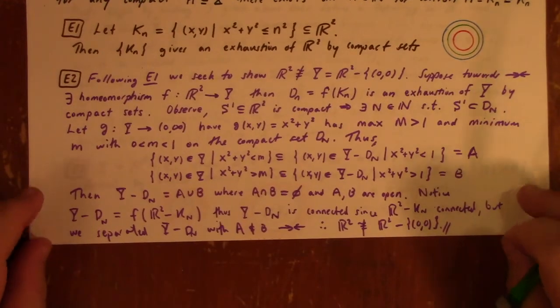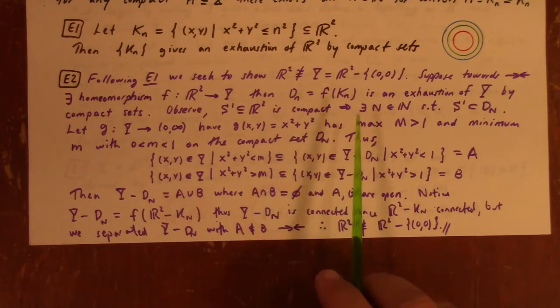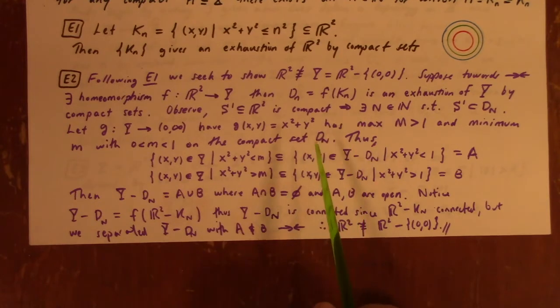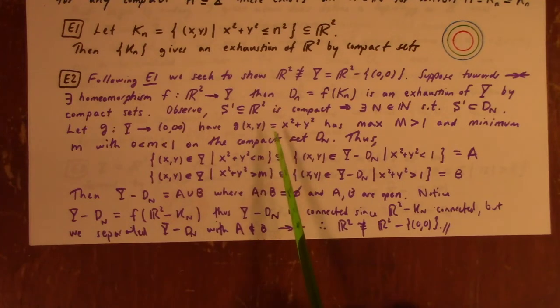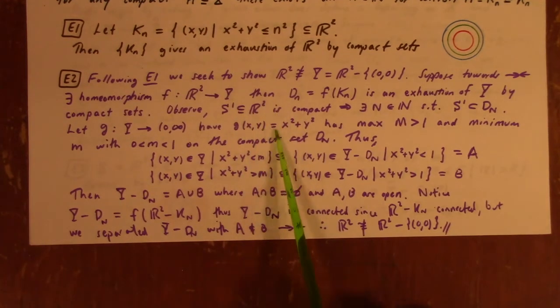All right. So we've got this exhaustion. We use the homeomorphism to transport the exhaustion to the punctured plane, right? And then what? So he's like, well, look at the circle. It's a compact subset of the plane. Which means that, let's see here, what does that mean? Well, of course, it's also a compact subset of the punctured plane.